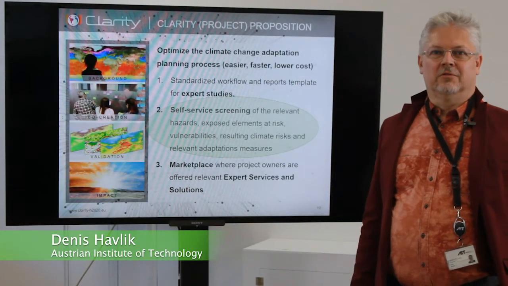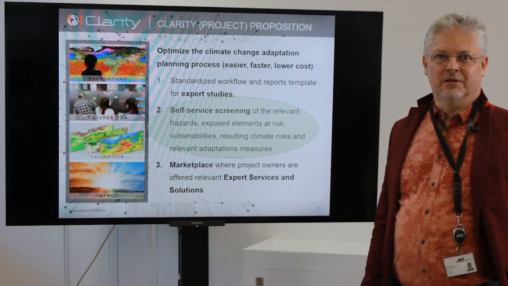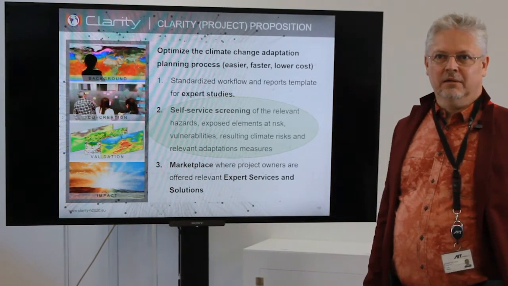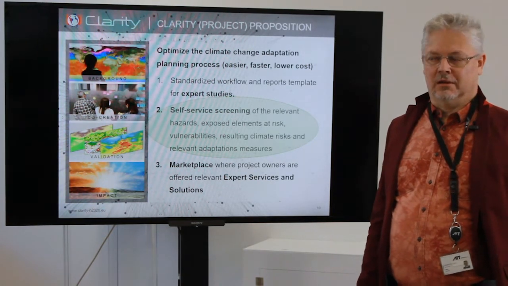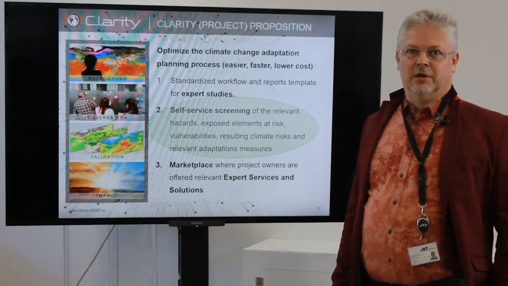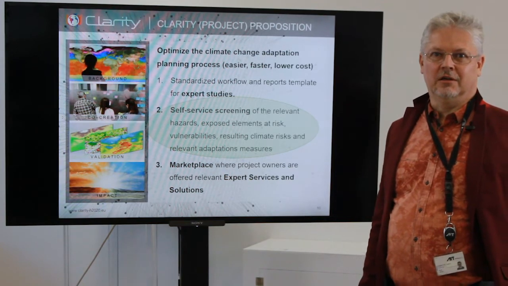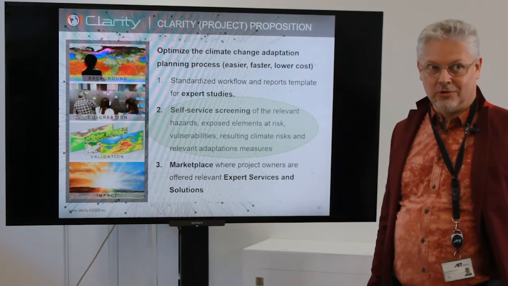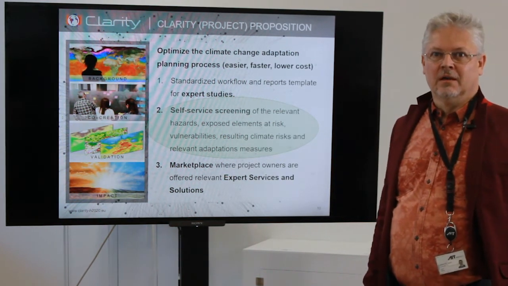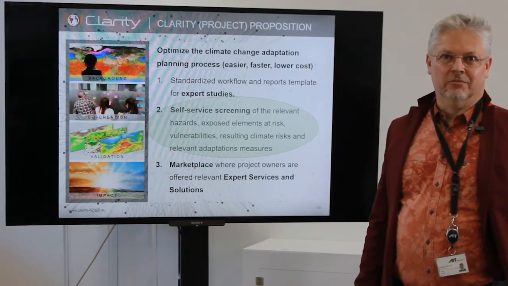So, welcome back to the third part of the Introduction to Clarity for Climate Resilience webinars. And in this third part, I will introduce one of the two automated screening services, the one on urban infrastructure. The second one is about traffic, and there is a special webinar dedicated to it, which you should take a look at. I will also mention the marketplace, which has its own webinar as well.